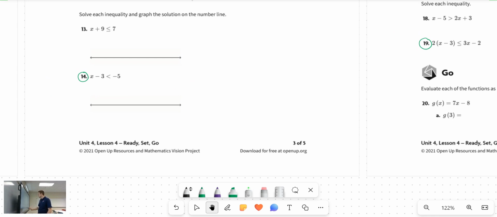All right, so we are solving first, so let's do that in green. We have x minus 3 is less than negative 5. That's our inequality. And we can add 3 to both sides without any sort of problem. So let's do that. Add 3, and we should get x is less than, because adding 3 does not change our inequality. X is less than, and then negative 5 plus 3 is negative 2. So x has to be less than negative 2.